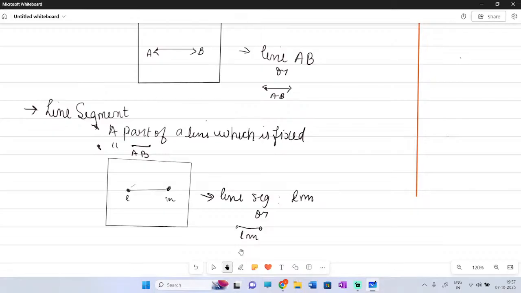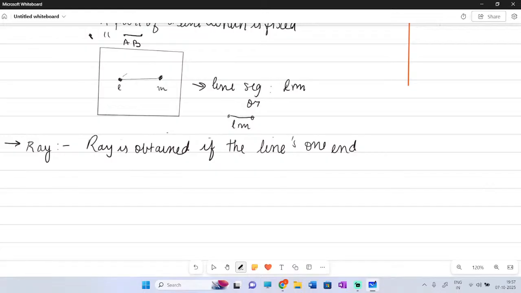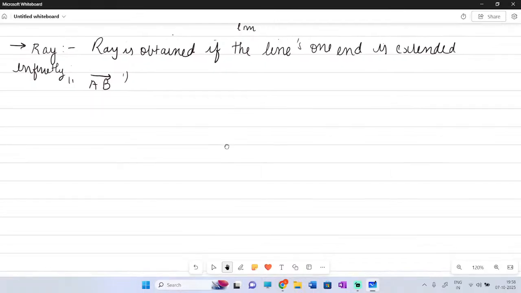Now ray, very easy thing. I'm not going to give any definition for ray because there is no need. A ray is obtained, this is just a symbol, if the line, one end is extended throughout. You can say infinitely. Infinitely, that's most used, right? Denoted as AB, with one arrow here. Or the opposite side is also used, but you can do whatever you like.